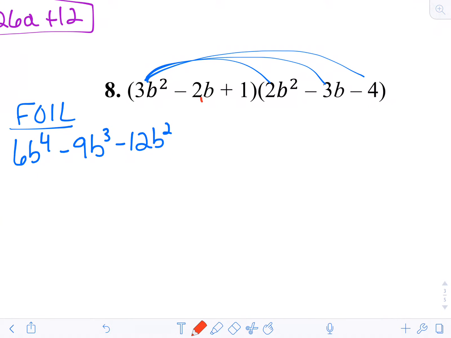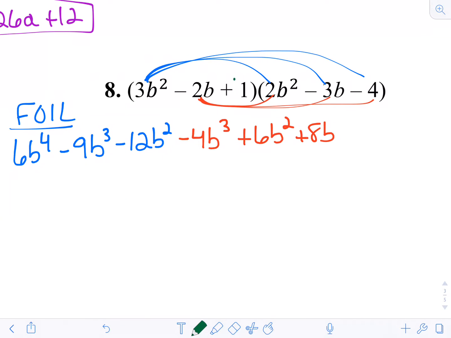Okay, then I have a negative 2b I'm going to distribute to everything. Negative 2 times a positive 2 is a negative 4. B times b squared is b cubed. Negative 2 times negative 3 is a positive 6. B times b is b squared. Negative 2 times negative 4 is a positive 8, and you just have a b. And then the last thing that we have to do is distribute a positive 1. That keeps everything the same. So plus 2b squared minus 3b minus 4.